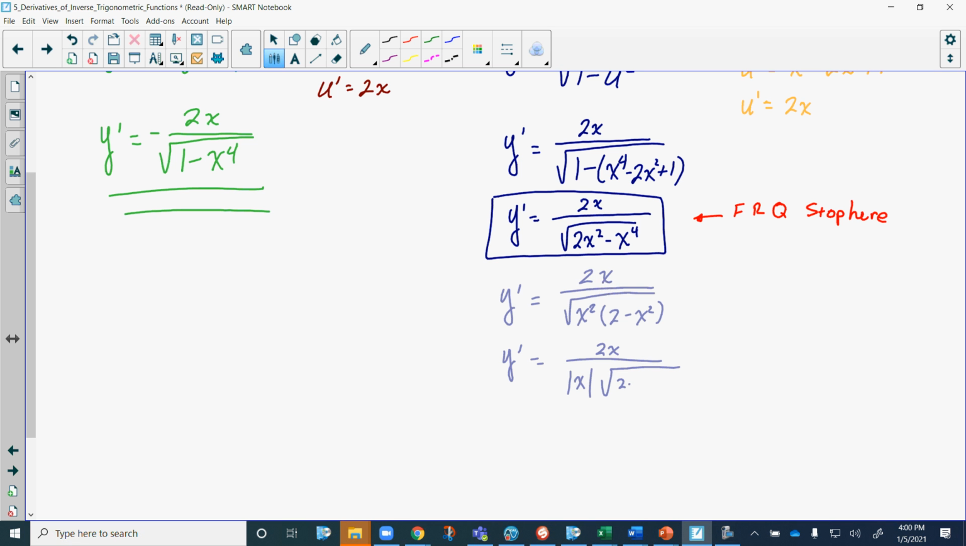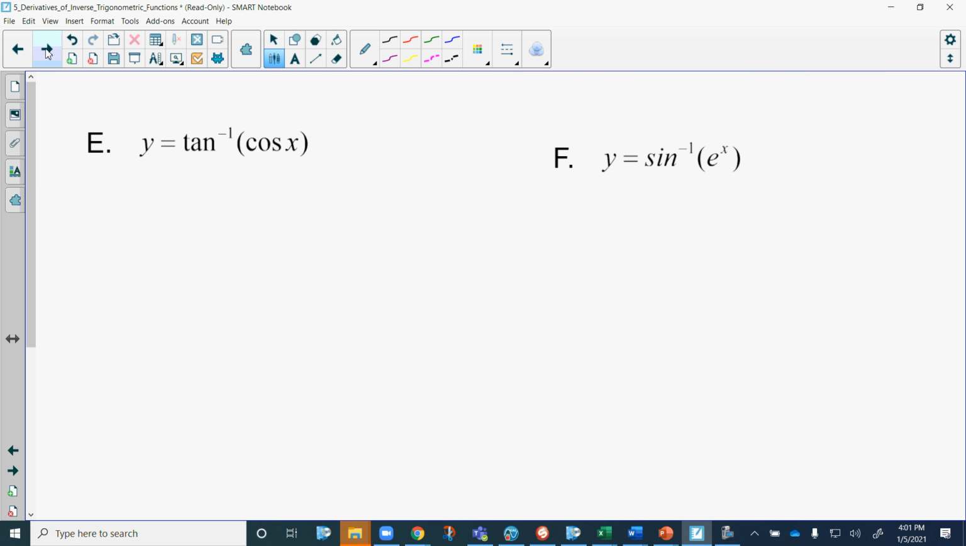Square root of 2 minus x squared, okay? And so this may very well be what the answer would be on a multiple choice, as a multiple choice answer. So just FYI, again, free response questions don't need to be simplified. Multiple choice questions typically will be. All right, so let's move on.